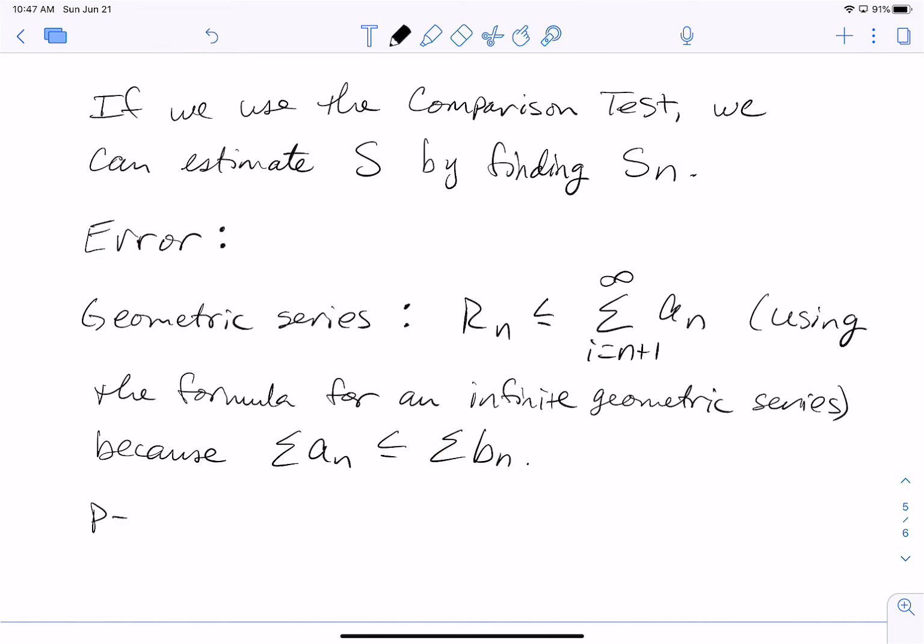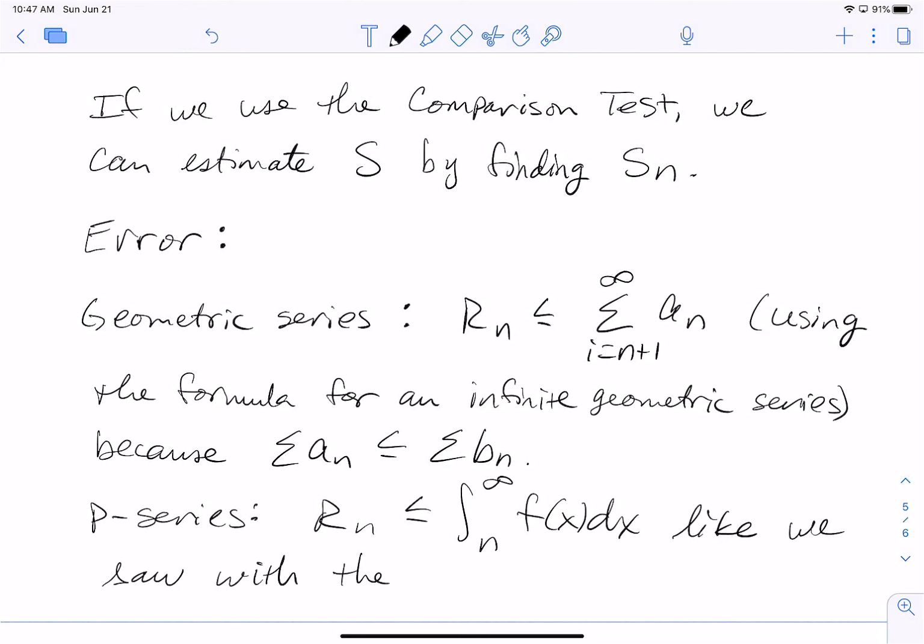If we used a p series, then remainder sub n is less than or equal to the integral from n to infinity of f of x dx, the related function, like we saw with the integral test. And again, the inequality holds because of how the comparison test works.